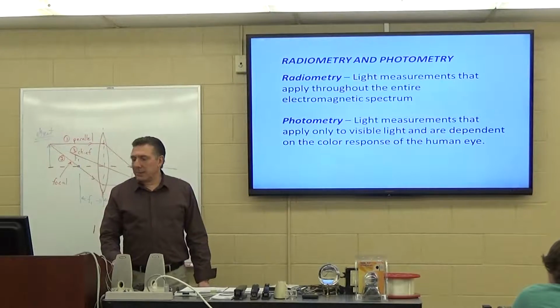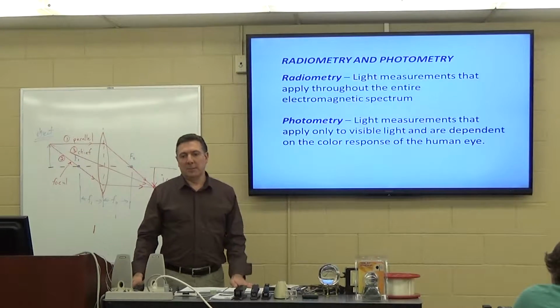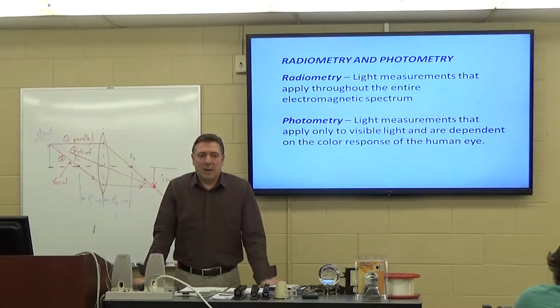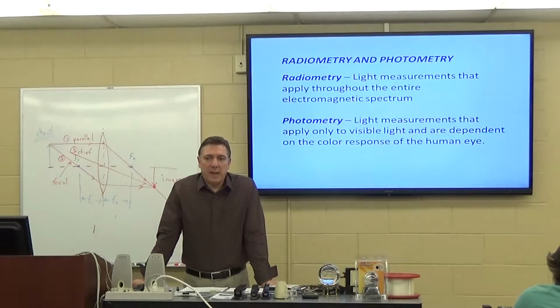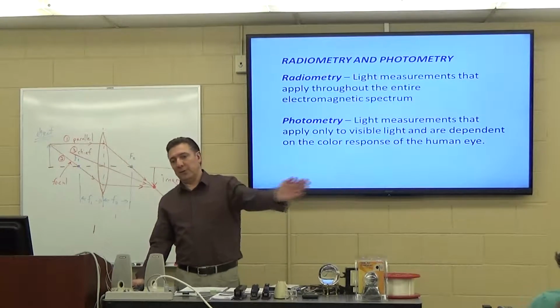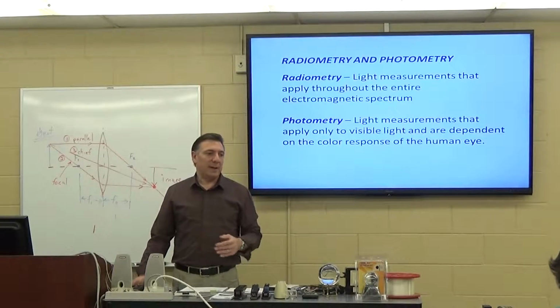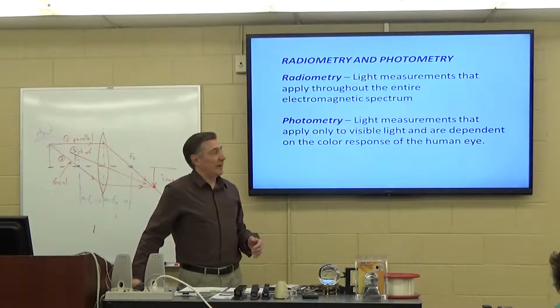So the measurement of light basically involves the measurement of electromagnetic radiation. And there's two ways of looking at how to measure light. If you are looking at the measurement of electromagnetic energy where wavelength doesn't matter, okay, you're looking anywhere from X-rays all the way up to microwaves, radio waves, and everything in between, that is the field known as radiometry.